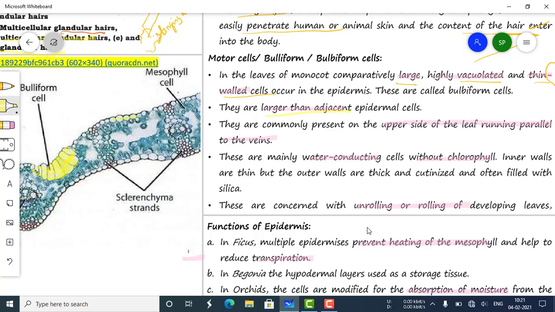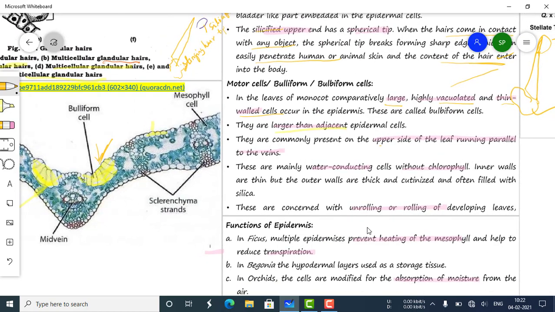If you see, these are the epidermal cells. See the size and shape of this epidermal cell, and see the difference between the size and shape of the cells. So these are larger than the adjacent cells. These are commonly present on the upper side of the leaf running parallel to the veins. So this is the midvein region, this is the vascular region, and these are the cells where the motor cells are present. These are mainly water conducting cells without chlorophyll.